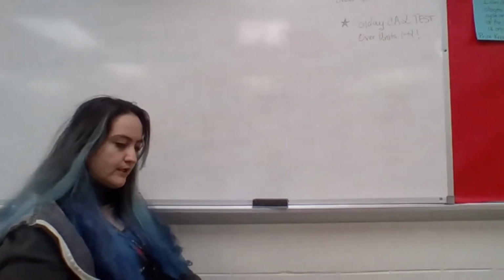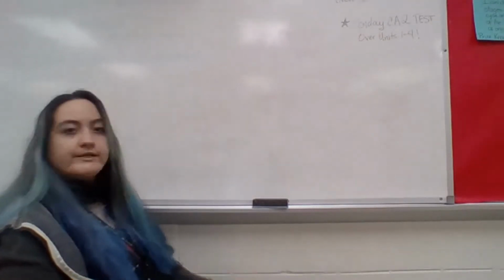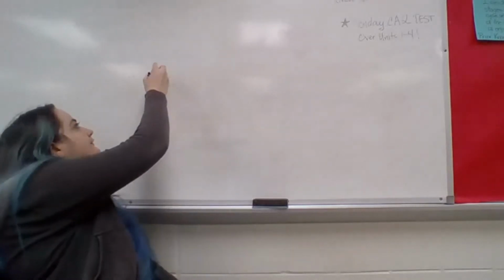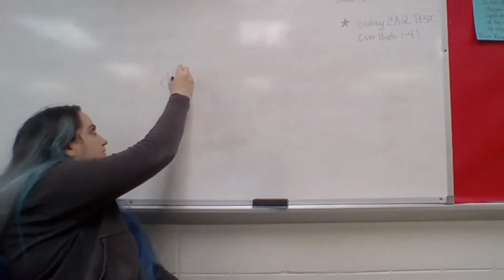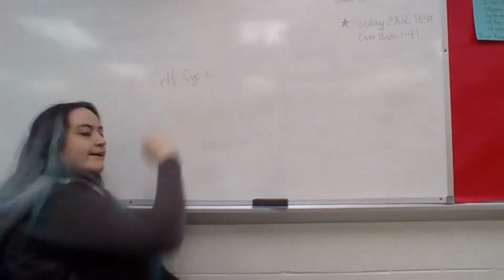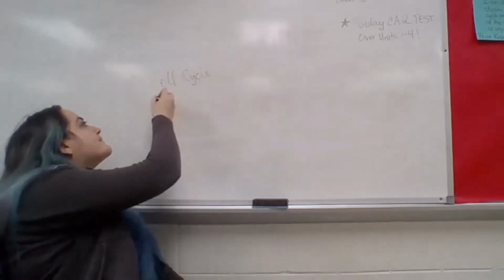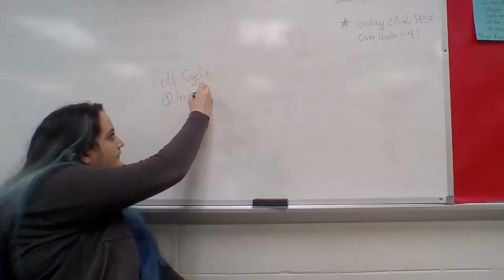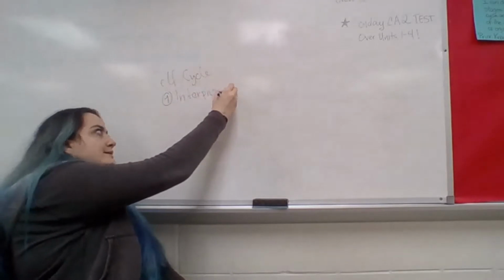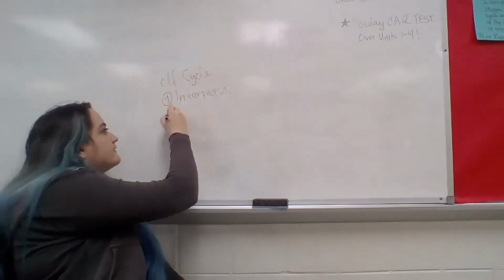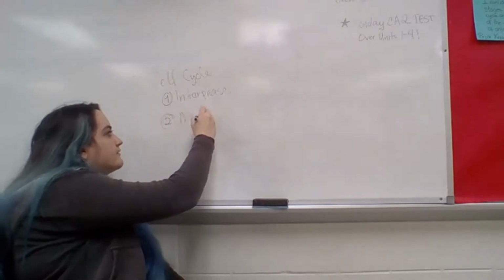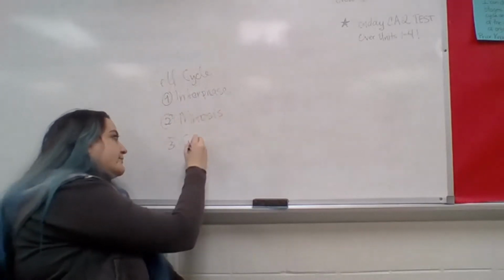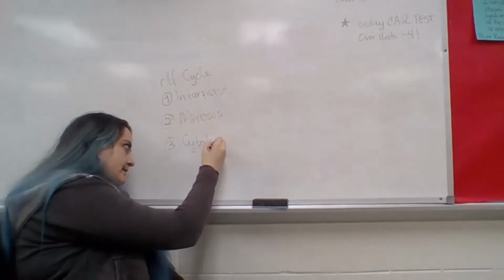Lastly, Unit 4. This is when we talked about cell growth and cell cycle. So for the cell cycle, we have a few steps. Step number 1 is interphase. And step number 2 is mitosis. Step number 3 is cytokinesis.